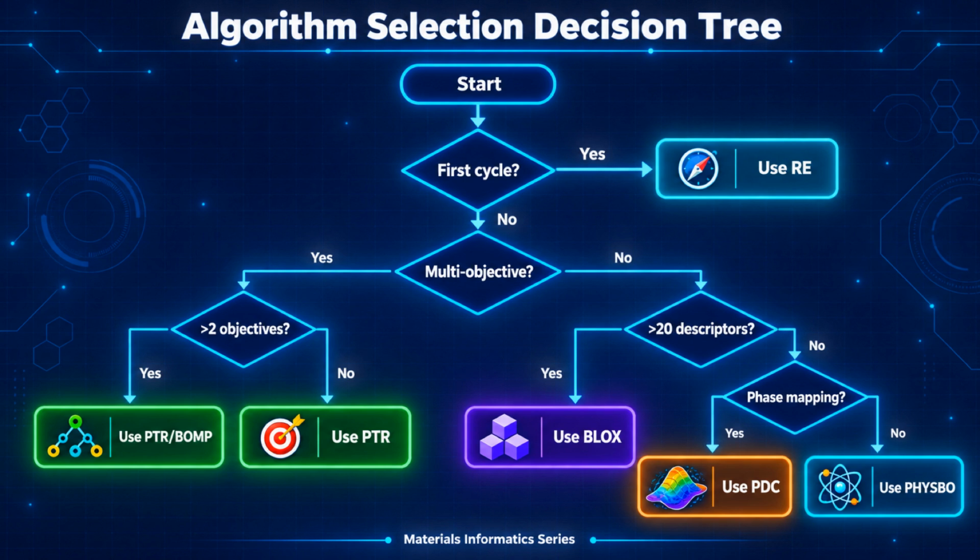With multiple algorithms available, how do you choose? Follow this decision tree. First question, is this your first cycle? If yes, use random exploration to collect initial data. If no, is this multi-objective? If you're optimizing more than one property, use PTR for 2 objectives or BOMP for more. If it's single objective, ask, do you have more than 20 descriptors? If yes, use BLOX for speed. If no, are you mapping phase diagrams? If yes, use PDC, which is designed specifically for phase boundary identification. Otherwise, use PHYSBO as your default choice. This decision tree will guide you to the right algorithm for any scenario.